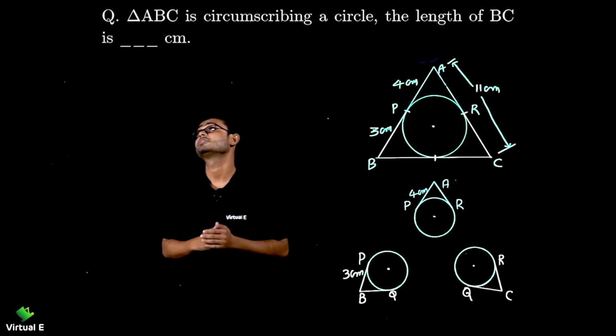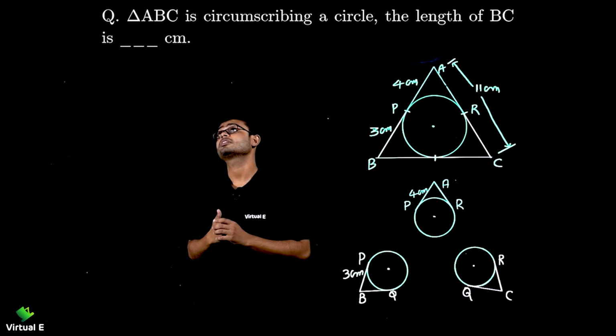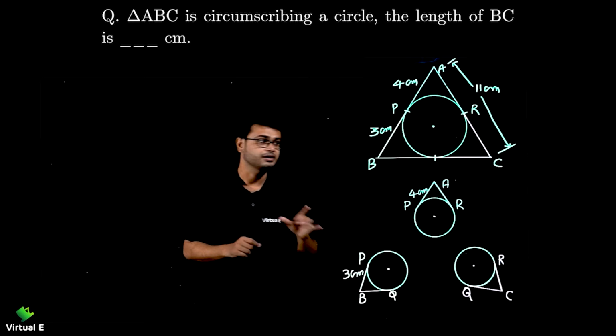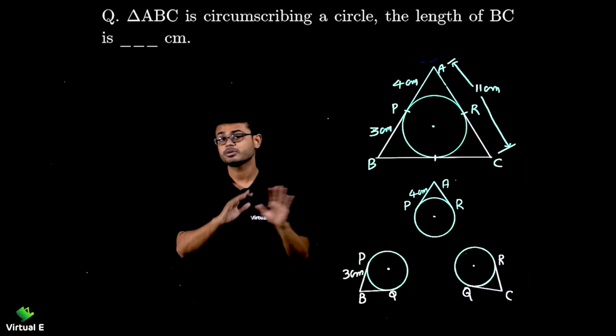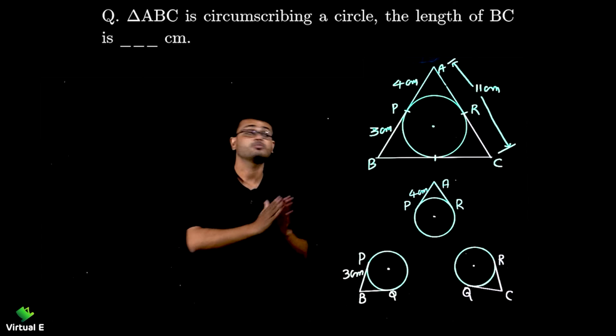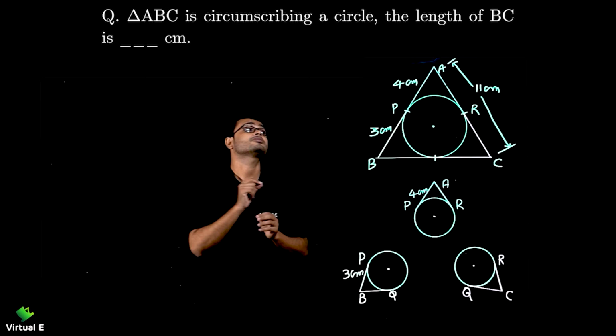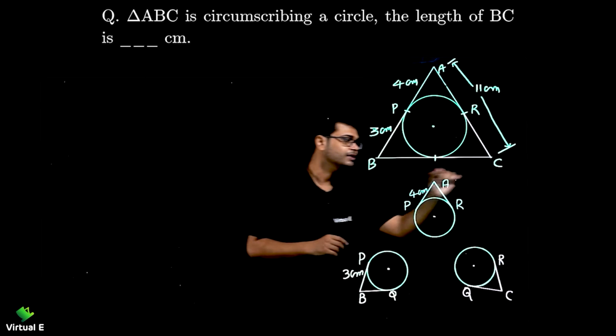Read the question first. Triangle ABC is circumscribing a circle. Okay, so there is a circle inside the triangle. The figure is given in the question, so nothing to worry about. How to imagine what things are given where, it's already given, so it's good. Find the length of BC. We need to find the length of BC.